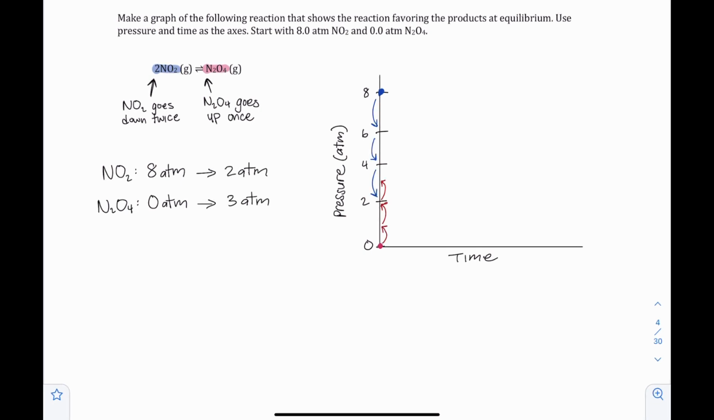When NO2 decreases from 8 to 6 atmospheres, N2O4 increases from 0 to 1 atmosphere. When NO2 decreases from 6 to 4, N2O4 increases from 1 to 2. And when NO2 decreases from 4 to 2, N2O4 increases from 2 to 3. So I'll draw the curve for NO2 decreasing to 2 atmospheres and leveling out at equilibrium. And I'll draw the curve for N2O4 increasing to 3 atmospheres and leveling out at equilibrium.